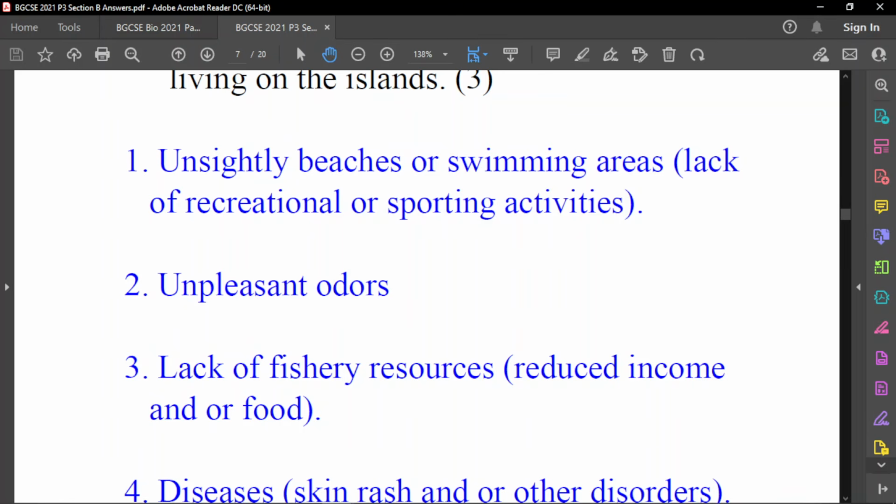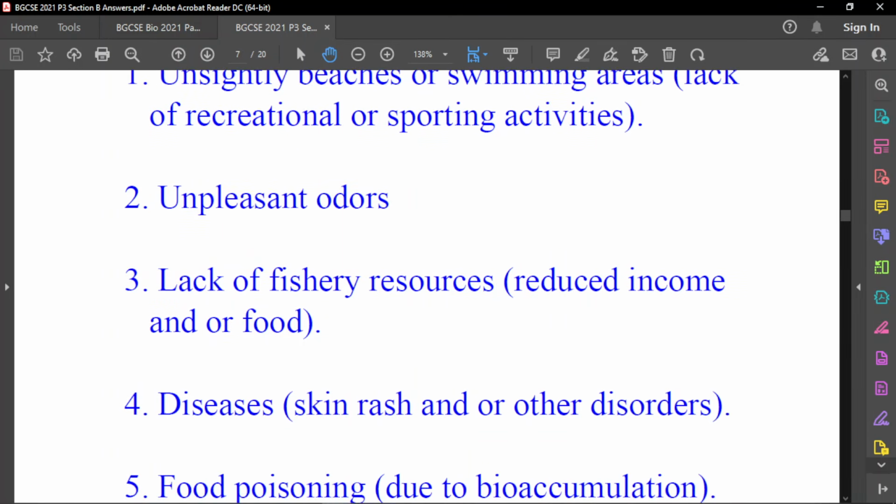And so that will definitely pose a risk of you wanting to use that area. What will happen is it affects recreational activities and also sporting activities. You may end up getting unpleasant odors from the area as well, really smelling bad. So of course, affecting your respiratory problems, your breathing and all of that.